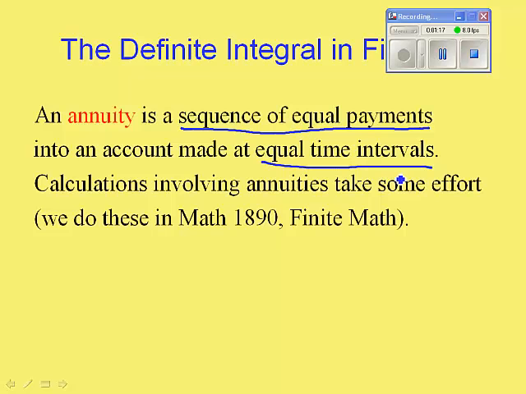Okay? Now, calculations involving annuities take some effort. Why? Because you have to figure out interest on the new amount each month, and you need to divide by the number of payments you make per year. And if you take finite math with me, we're going to spend time doing this. Okay? We'll spend a lot of time on this.